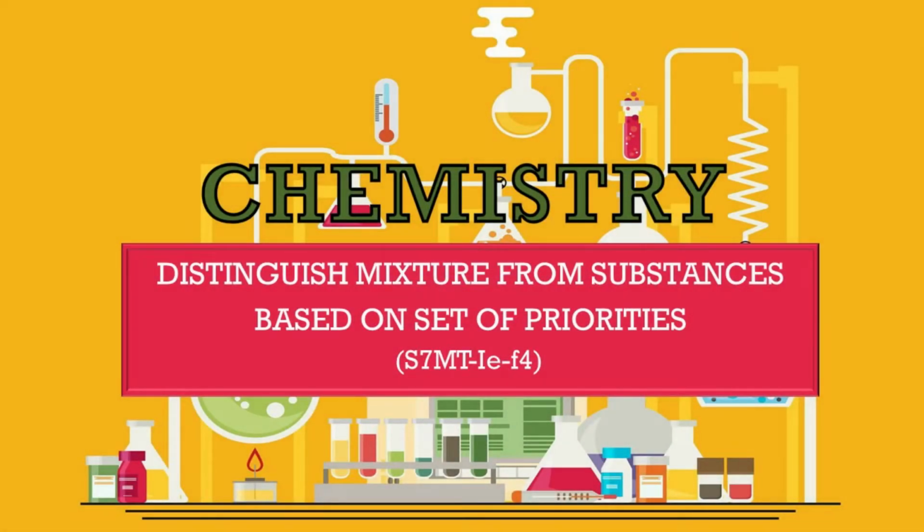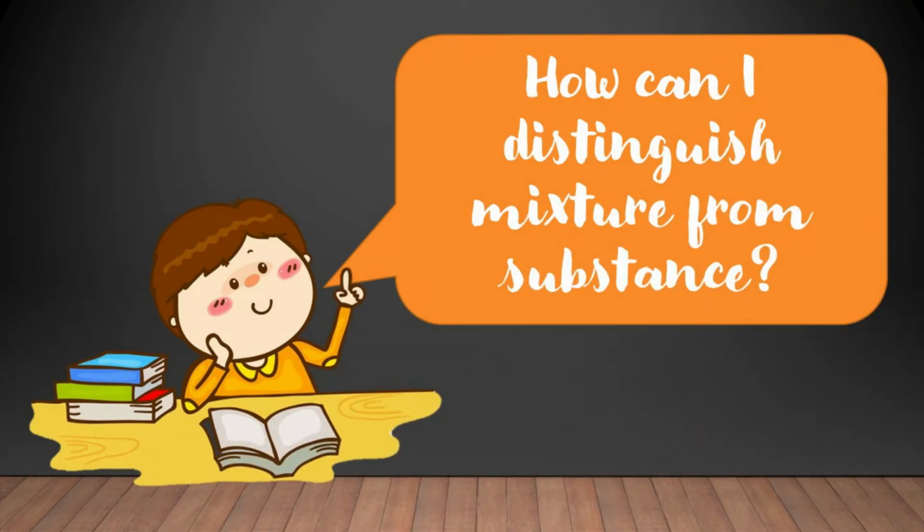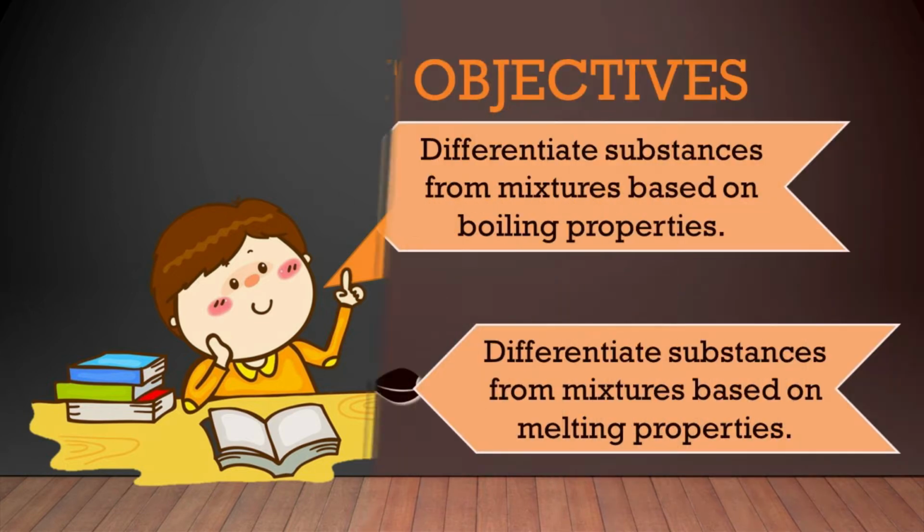This video lesson is under chemistry, and the specific learning competency is to distinguish mixture from substances based on a set of properties. Have you ever asked yourself this question? If you have, then you are in the right video lesson.